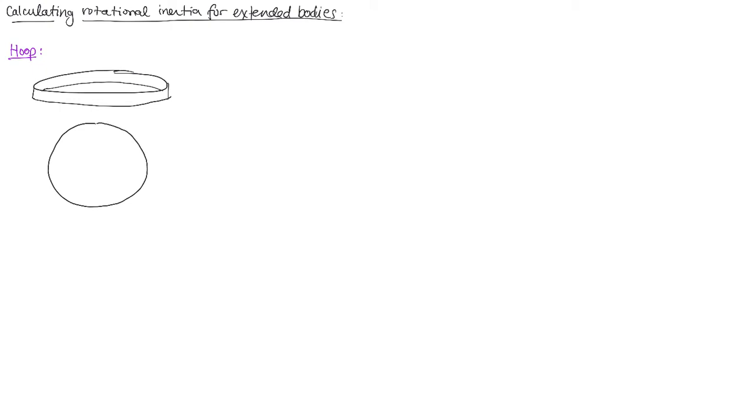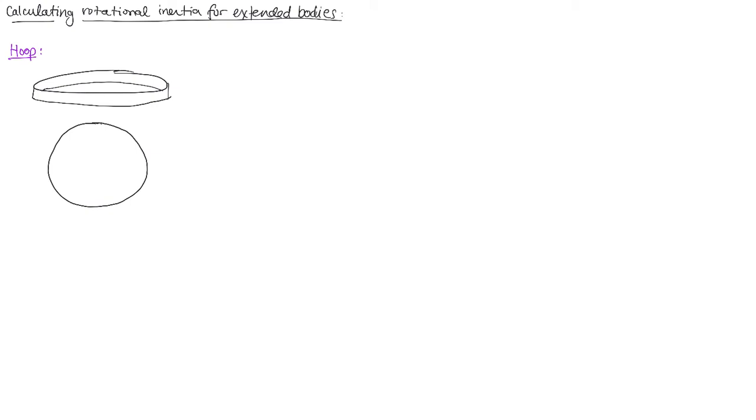Hello again, physics friends. Today we are going to see how you calculate the rotational inertia of an extended body, and we'll start with an example of a hoop. The hoop is basically like a Wellesley hoop, like so. It's a three-dimensional object, and we can treat it like a two-dimensional object, though. If we look at it from above, we'll treat it as a thin ring, okay?